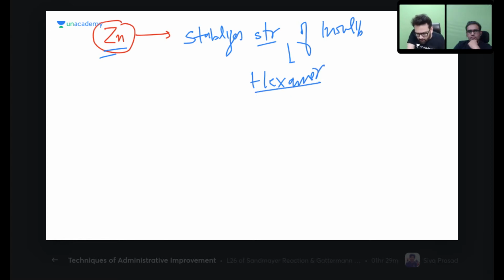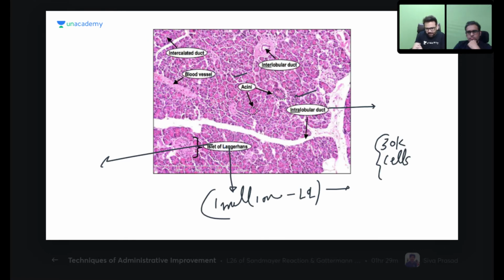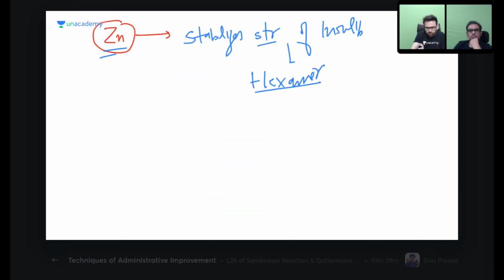Sir, the exo part? I am just talking about the endocrine portion, not exo. Exo I will discuss with GIT, integrated along with the anatomy. But now I am focusing only on this portion, the islet of Langerhans. That is the endocrine portion. This was discovered by Langerhans, so we used to say islet of Langerhans. Only this portion is endocrine, not the whole pancreas. Okay. So this is a hexamer.